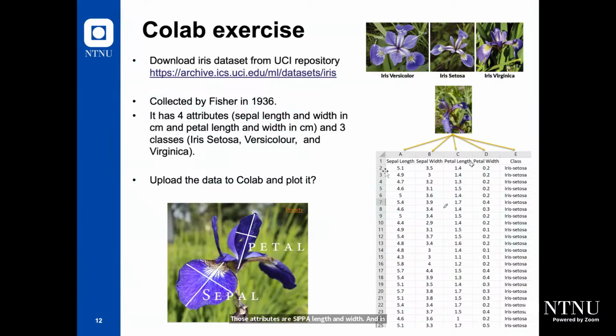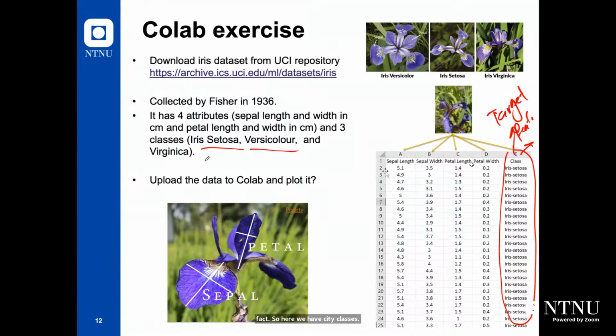So we have those 4 columns, and it consists of 3 classes. This is column number 5. Those are the classes. We call it the target feature. This is the one which we need to classify, in fact. So here we have 3 classes: iris setosa, versicolor, and virginica. So we have 3 classes.